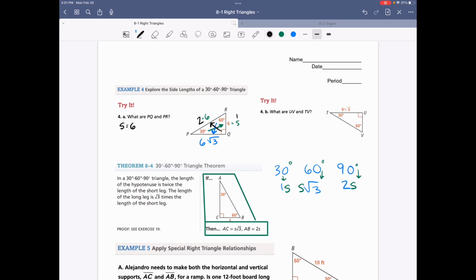The S root 3 is equal to 6 root 3. And the 2S is equal to 12. And so that's the 30, 60, 90. All right, now we just need to figure out what side is what. So which one is the PQ? PQ is this one. And this one is going to be PR.